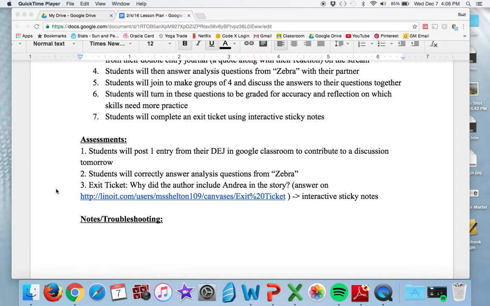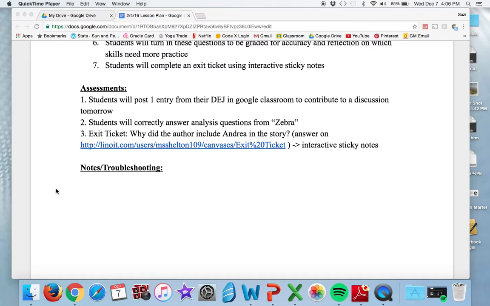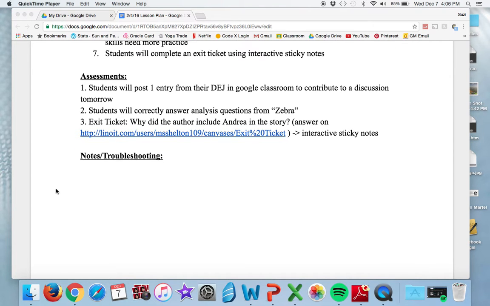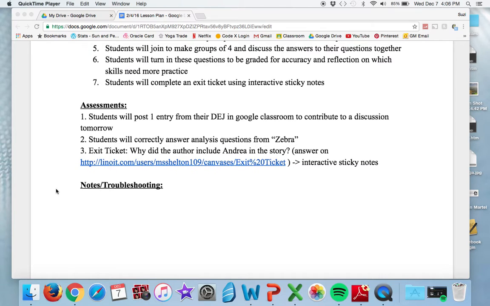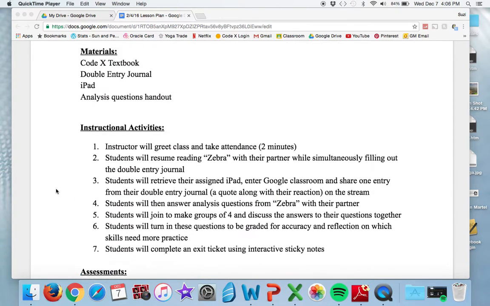And then the last part of my lesson plan is just any notes or troubleshooting that I might predict or encounter. I usually don't fill in this part until after. And if it's something that I wasn't expecting, I'll write it down. But for this lesson, I didn't really have anything to write. So that's my lesson plan.